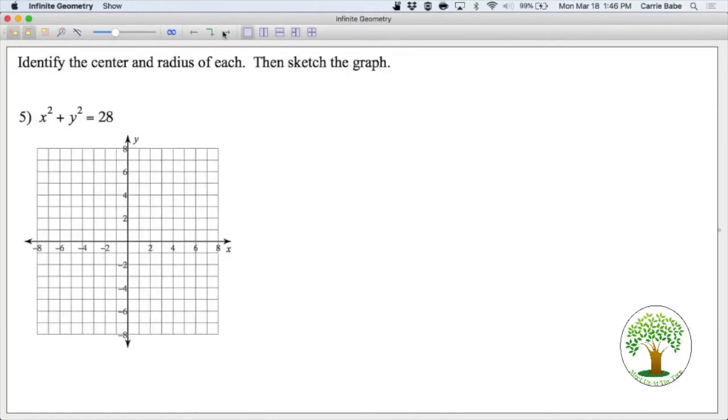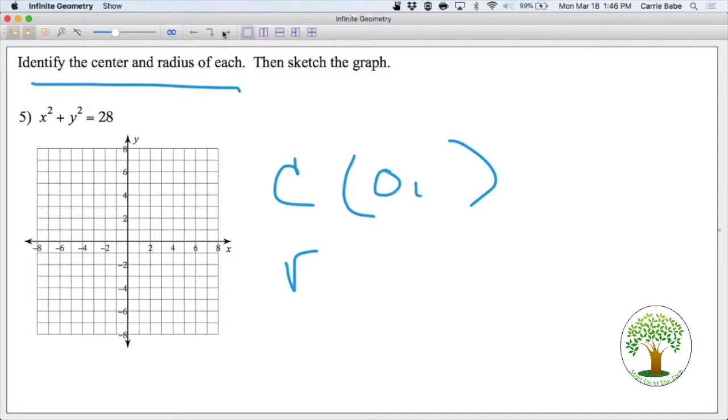28 can't be a perfect square root. Oh, you're right. Okay, so number 5. It first tells you up there in the instructions to identify the center and the radius, so you're still going to have to do that like we did on numbers 1 and 3. So what is the center for this? 0, 0. And what about 28?